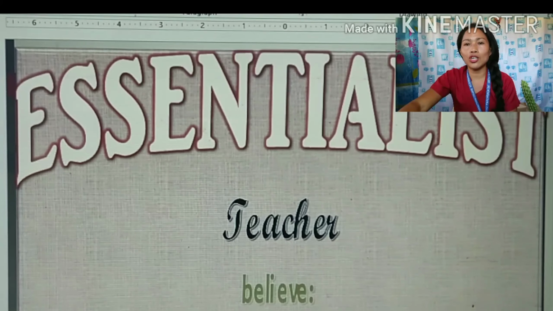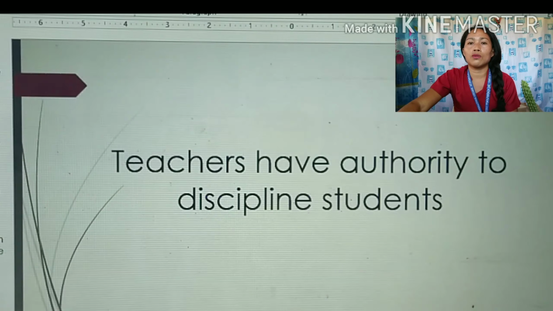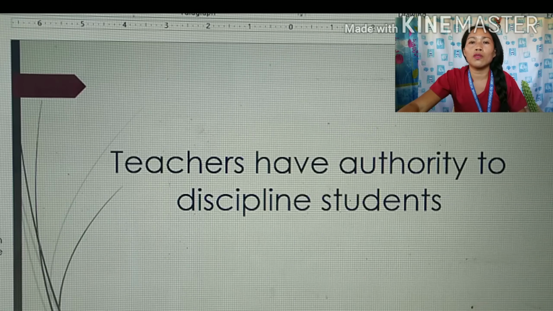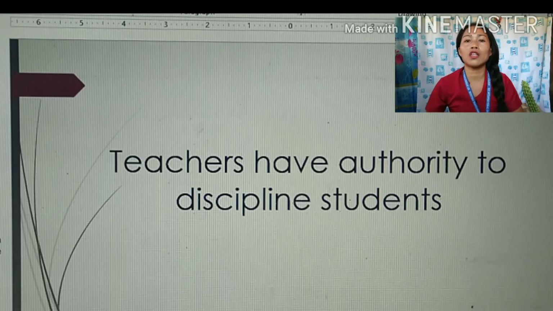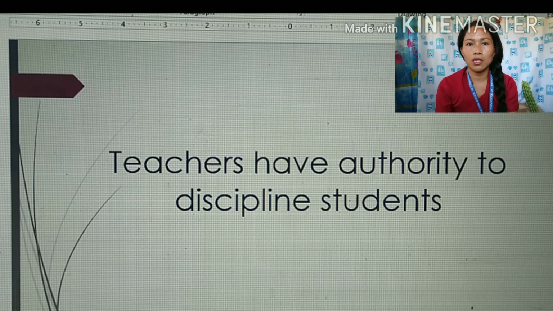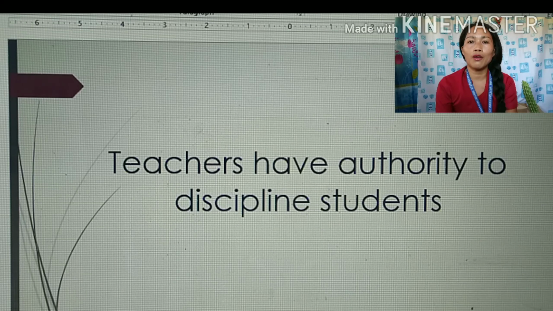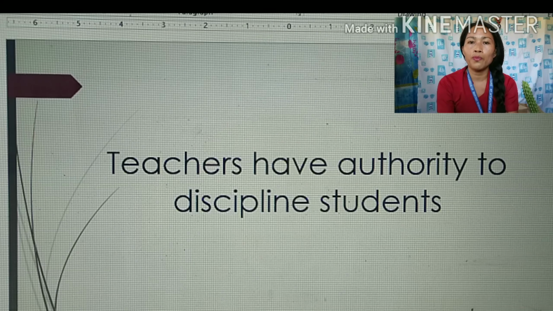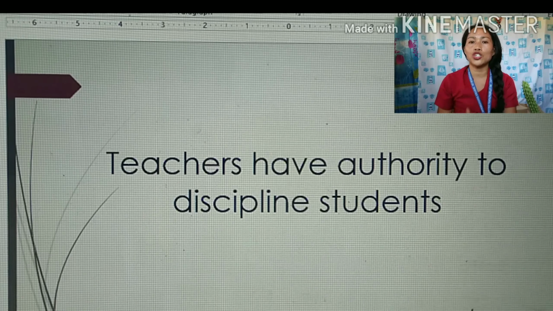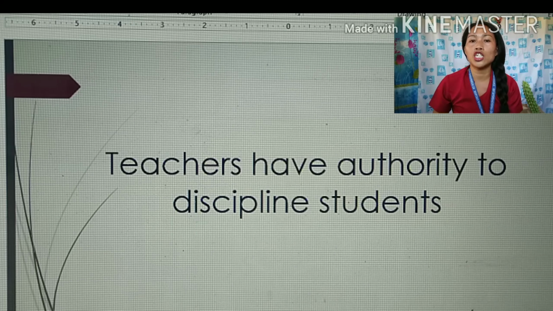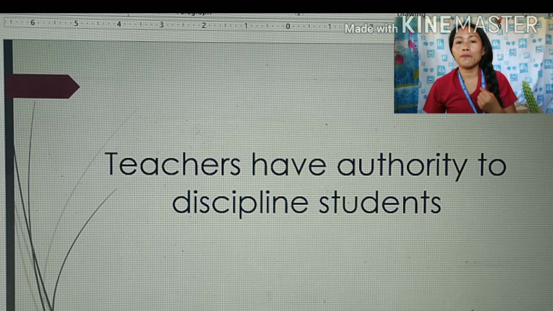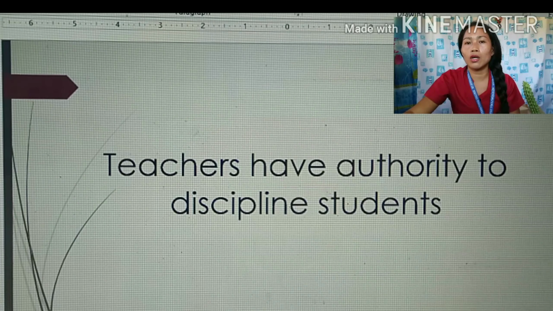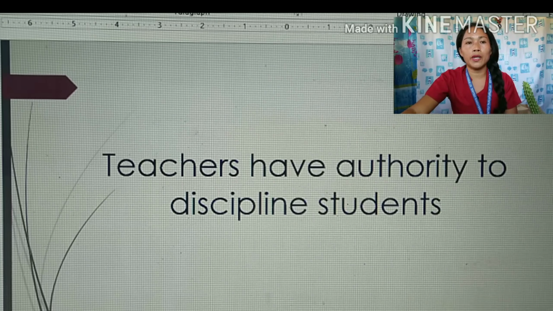So what does the essentialist teacher believe? First, teachers have authority to discipline students. The provisions of the penal code give teachers special parental authority. Thus, they can discipline their students in accordance with existing law. Therefore, no law prohibits parents from giving children some measures of physical punishment. But nowadays, even a small scolding, and they go straight to Tulfo. So parents should also understand that teachers have the authority to discipline their children.